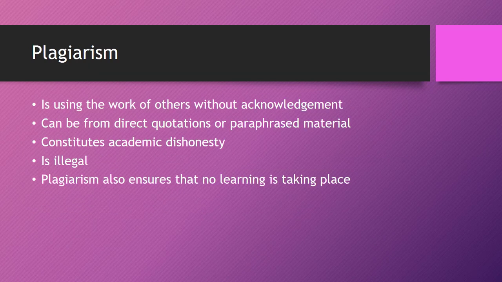Of course, what we want to avoid is plagiarism, and plagiarism is using the work of others without acknowledgement. Another way to say it, it's really stealing. It can be from direct quotations or from paraphrased material. It's academic dishonesty, and in all cases, but in some cases, it's illegal enough for people to sue. It also ensures that no learning is taking place. So if you go to do your research paper and you just pull from other people's material, you may or may not succeed in getting a grade on your paper, but you also succeeded in learning nothing.